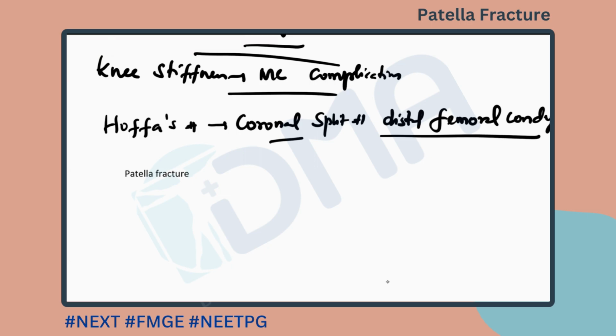So if you see the distal femur, I am drawing the lateral view of distal femur. So distal femur is like this, and the tibia is here, and this is the knee joint. If a fracture occurs like this, the fracture is called as a Hoffa fracture. This is a coronal split fracture of distal femoral condyle.